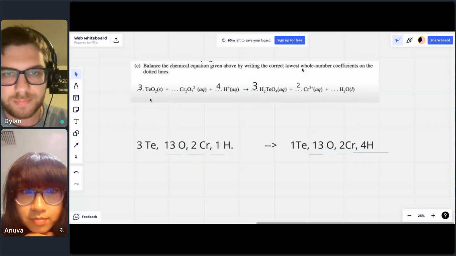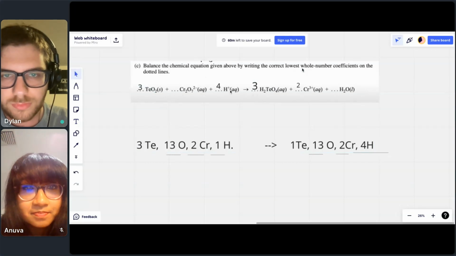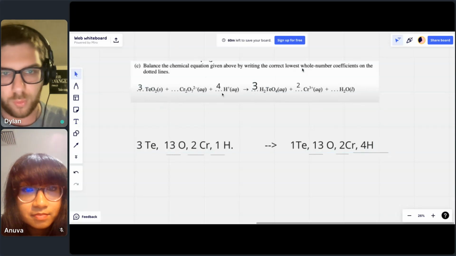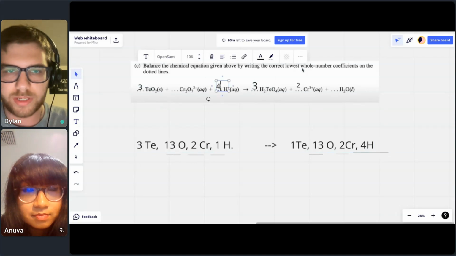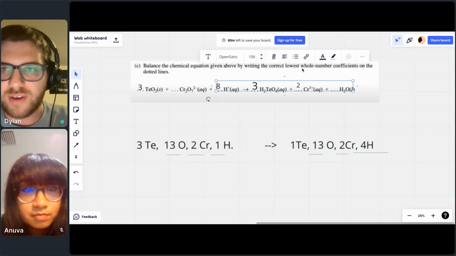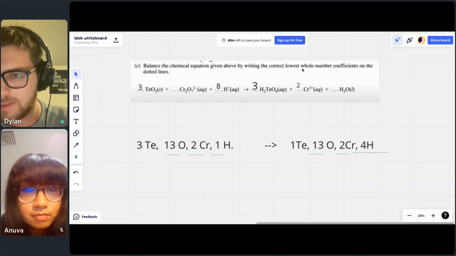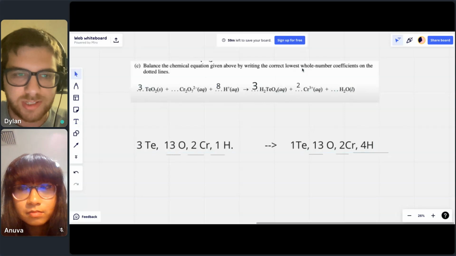Well, our tellurium's balanced, perfect. But our hydrogens are now all out of whack, right? We have 8 instead of 4. So we can just change this to an 8, and we've balanced for mass. So it's a lot of guess and check. Balancing equations is a lot of guess and check.